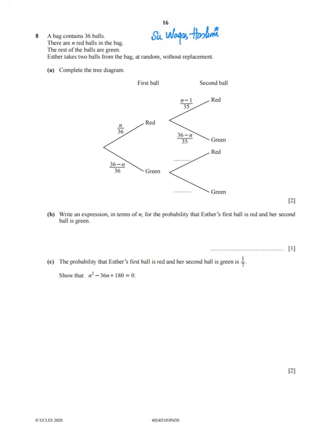It's question number 8 from the topic probability. It says a bag contains 36 balls. There are n red balls in this bag. The rest of the balls are green. Easter takes 2 balls from the bag at random without replacement. So that is an important word because it will change the sample space of the event. After that, complete the tree diagram.